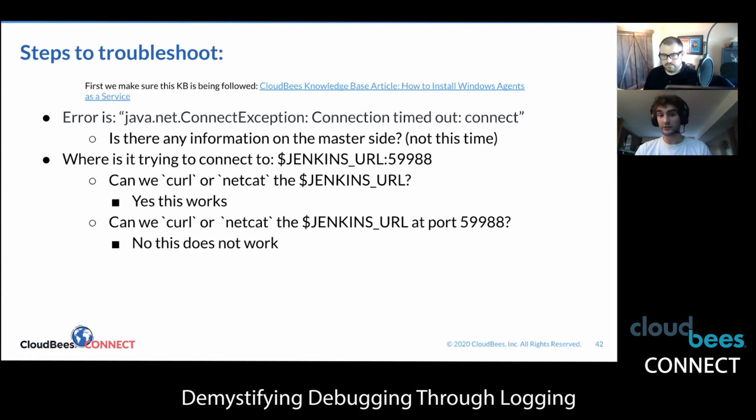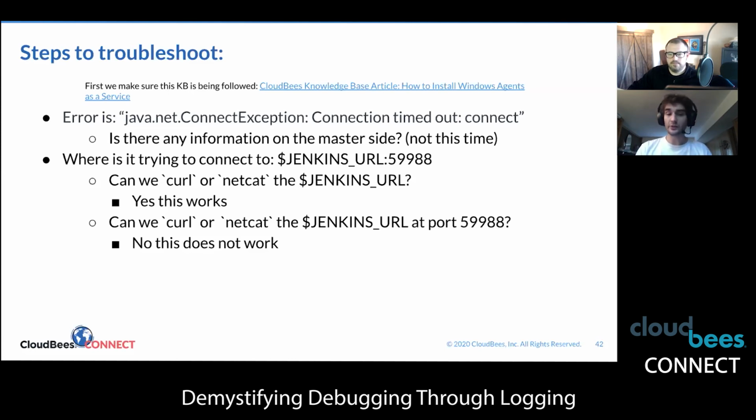CloudBees has a convenient knowledge article that explains how to install Windows agents. Luckily, this customer had already followed most of those steps, including the first step that the article mentions. So we have a connectivity issue between agent and master, where the agent is completely unable to reach the Jenkins URL at this particular port.